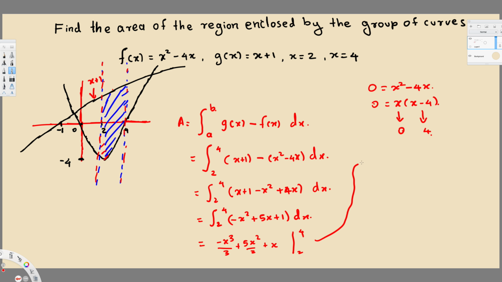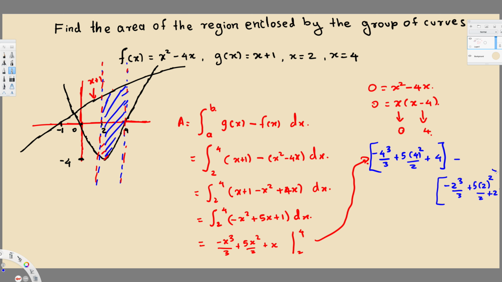So let's continue this one right here. Let's use a different color. So first we are going to apply 4. So this is going to be negative 4 cubed divided by 3 plus 5 times 4 square divided by 2 plus 4, minus 2 cubed divided by 3 plus 5 times 2 square divided by 2 plus 2, right? So this is what we have.